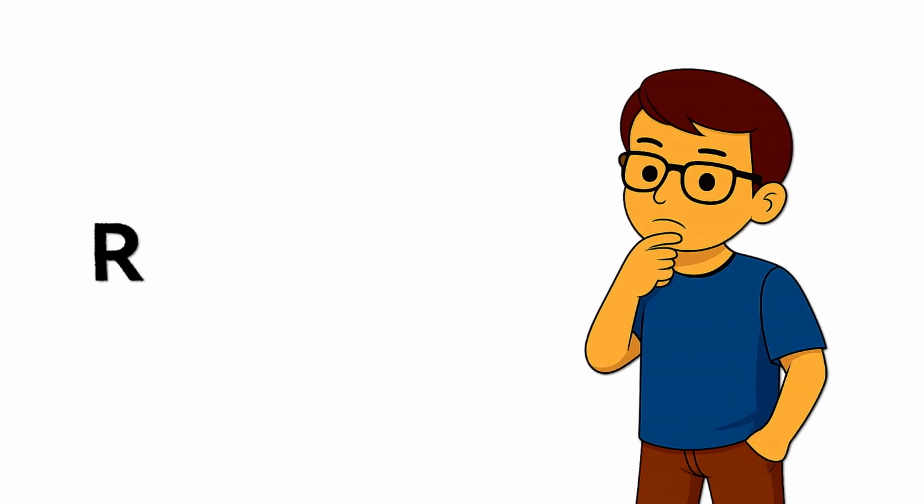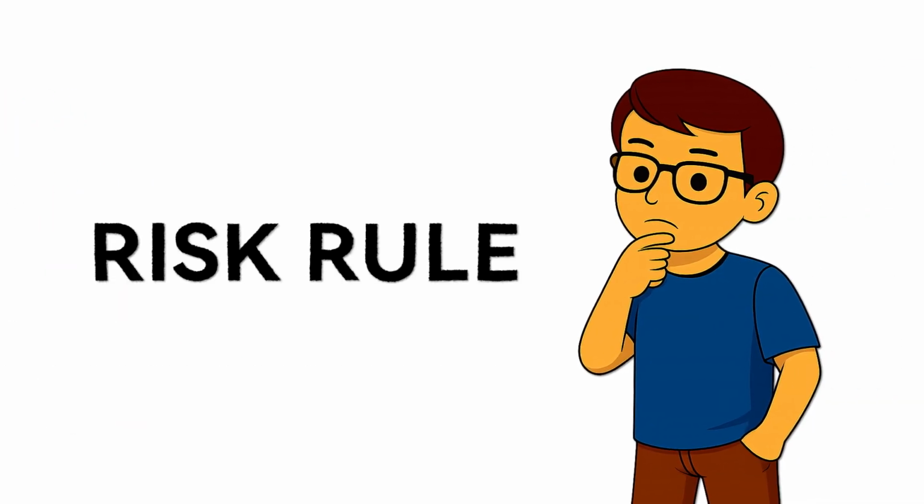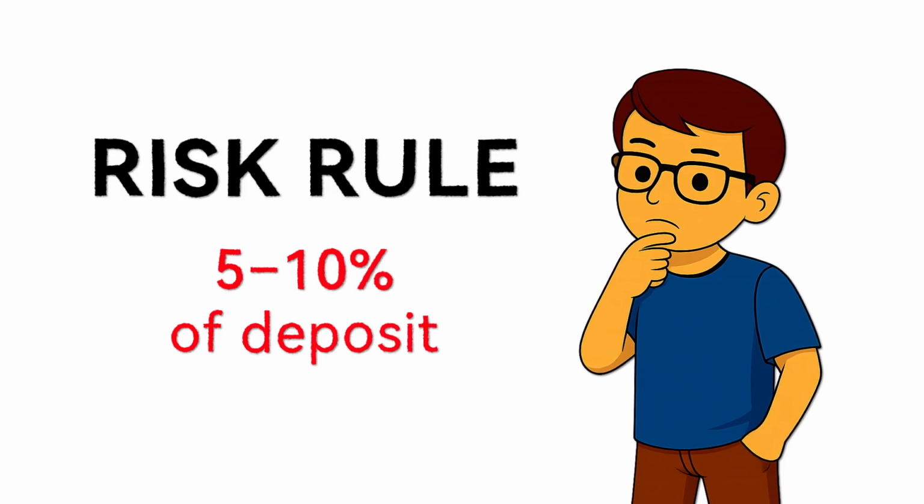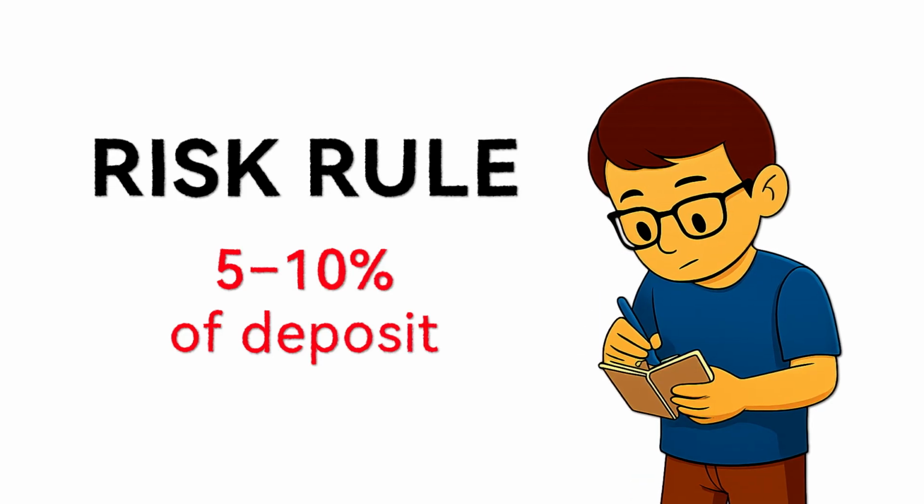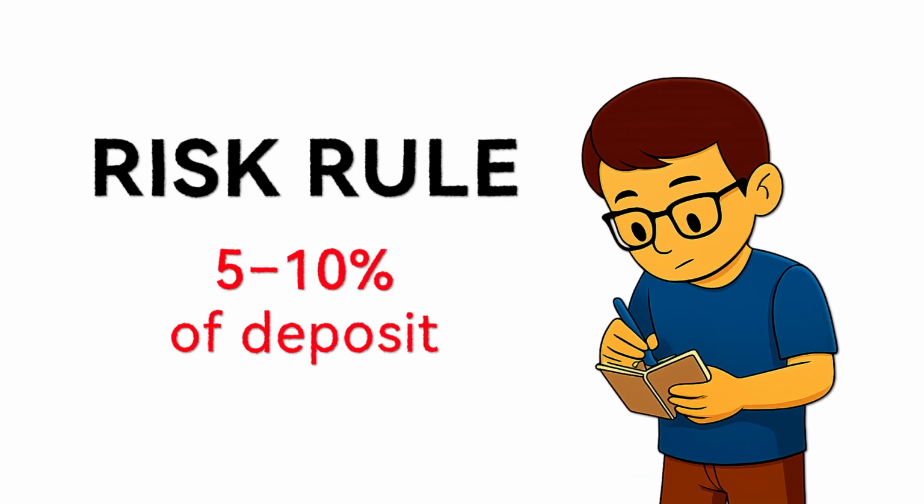Another option is using a simple risk rule. For example, risking only 5 to 10% of your deposit on each trade. This keeps your losses small and predictable. Let's look at it with simple numbers.